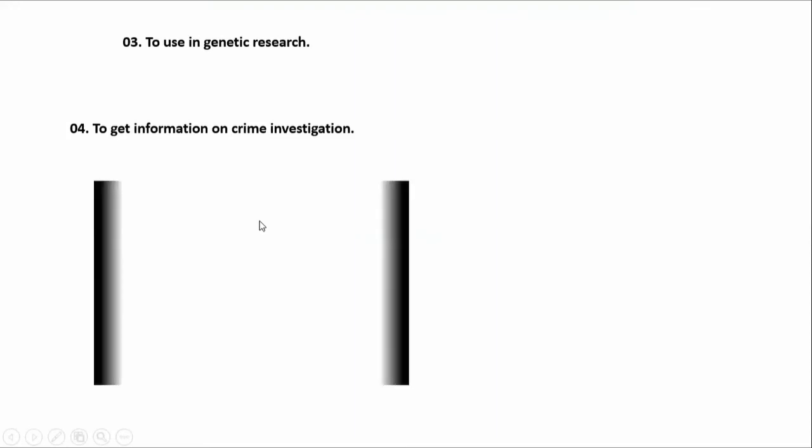The third one, to use in genetic research. You will learn how that is done in your upcoming grades, okay? And the fourth one, to get information on crime investigation. I can give you one example, that is fingerprints. Some suspects in a crime scene, they leave their fingerprints, all right? So experts can use an electron microscope to observe these fingerprints, okay? So that is one example I can give to you.